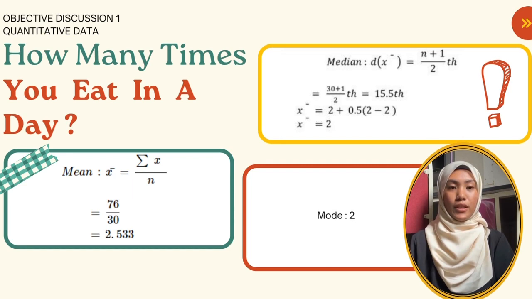Assalamualaikum, I, Agus Sandana, will start with the objective discussion, question number 1. As we collected from the respondents how many times they eat in a day, the data represents quantitative data. We get the mean using the formula 76/30 and we get a mean of 2.533. As for the median, we get the 15.5 place, calculate using the formula, and we get the median the same as 2, and the mode will be 2 also.